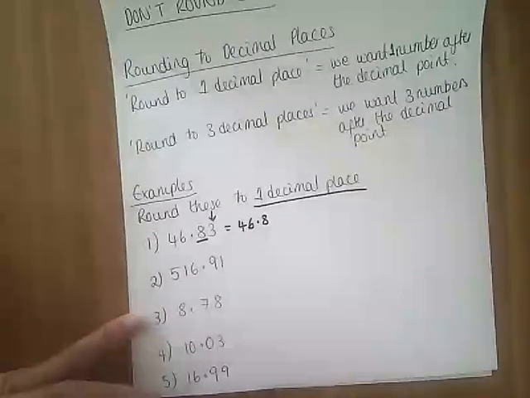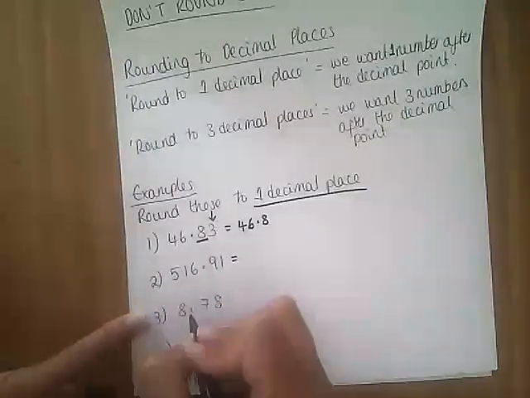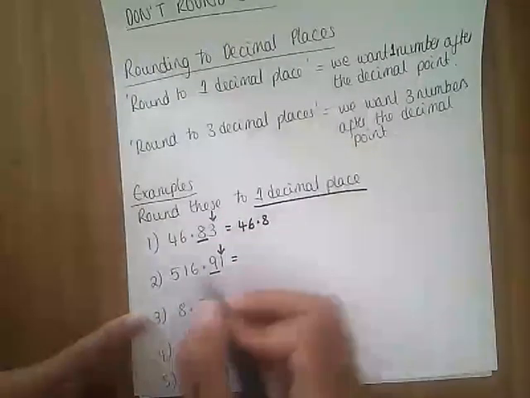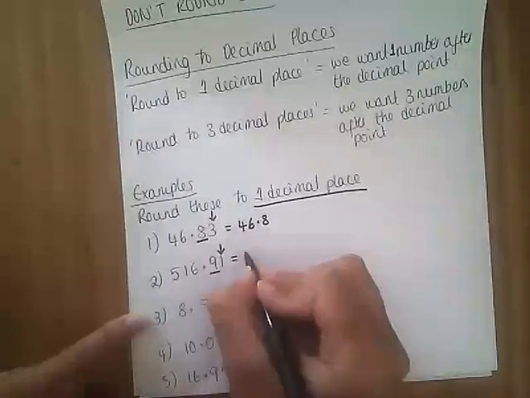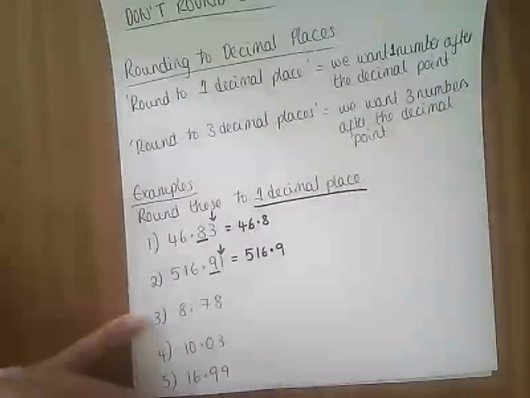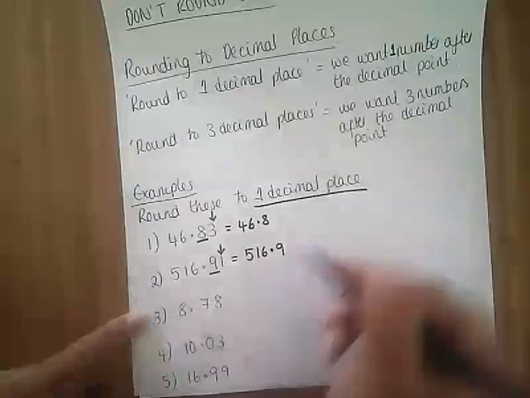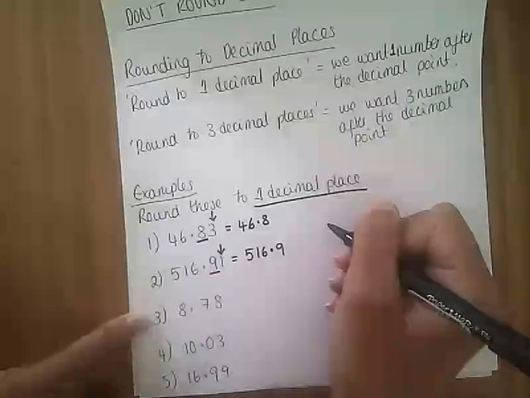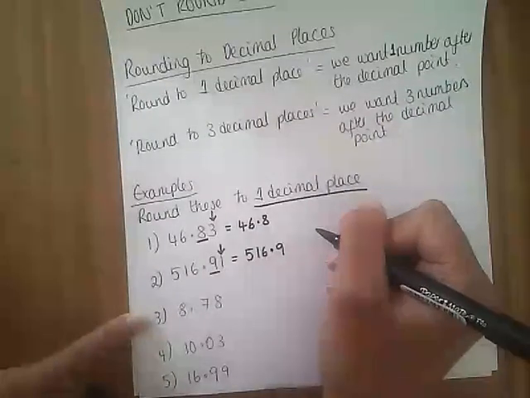Question 2. We're rounding to 1 decimal place. So here's the first decimal place. Here's the number next door. If that is 5 or more, we round that up, but it's not, so that stays the same. So it's 516.9. You don't need to put the zeros on the end because that would be more than 1 decimal place. And it doesn't change the value of the number if you do that.